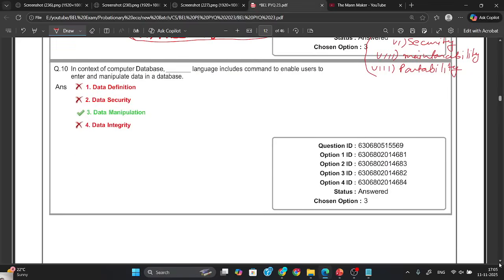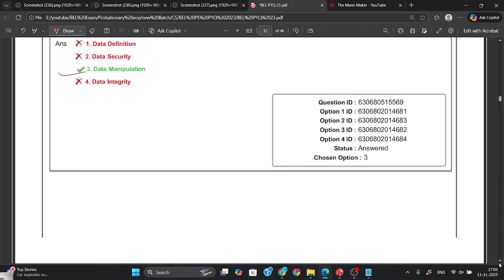Now the next one is: in context of computer database, dash language includes commands to enable users to enter and manipulate data in a database. So that is data manipulation language, which has commands to enable users to enter and manipulate the data in a database.